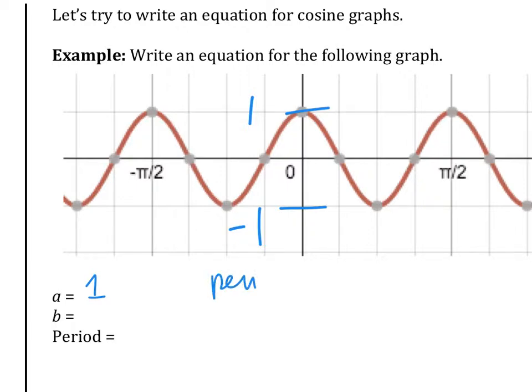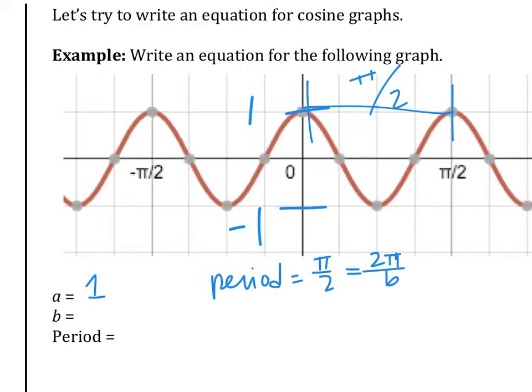B is a little bit hard. Let's start with period. How long is the period? How long does it take to get from one peak to the other peak, or one minimum to the other minimum? Pi over 2. Okay, so this is pi over 2. So from here, we're going to go backwards and calculate the period. So that is equal to 2 pi over b. Cross multiply. So pi b equals 4 pi. So b is 4.